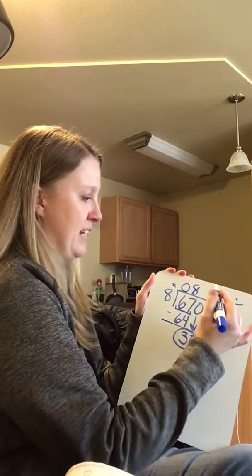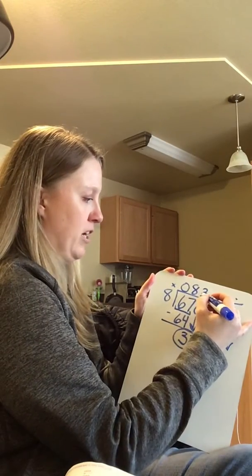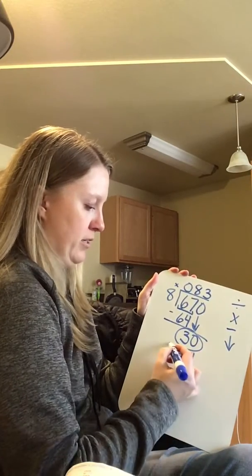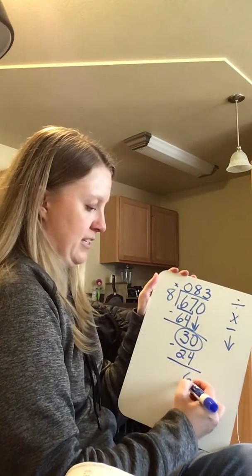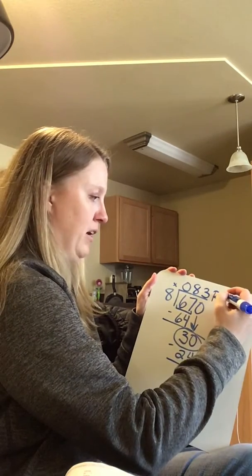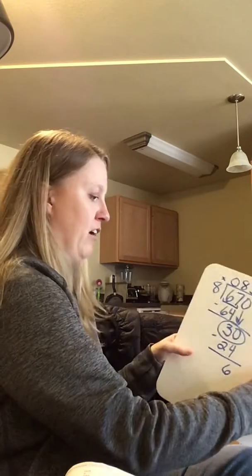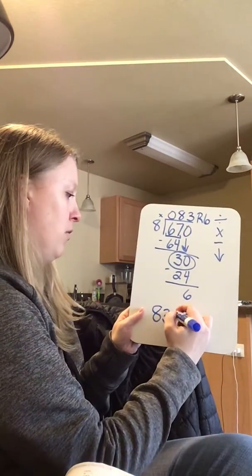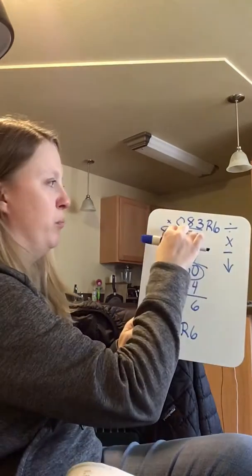So it must be 8 times 3. 8 times 3 makes 24. Subtract. You get 6. Nothing left to bring down, so that becomes the remainder. So when you write your final answer, your final quotient, in this case, it would be 83 remainder 6, because we don't put zeros in front.